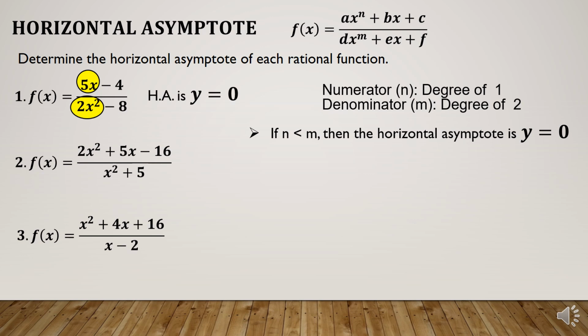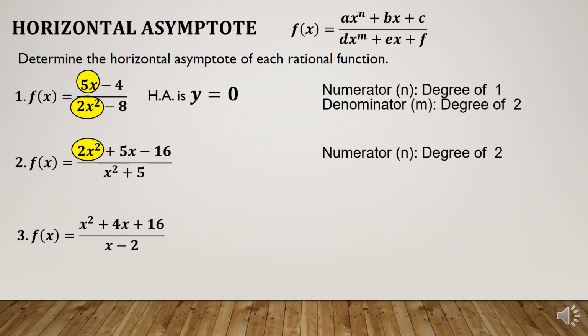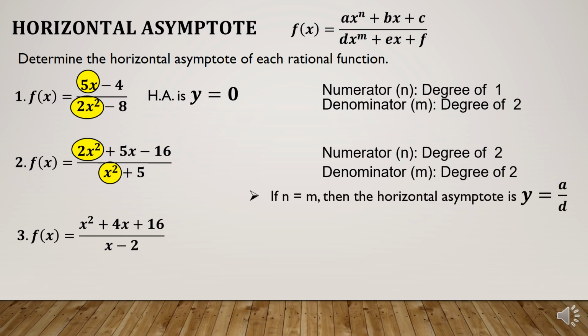Let's proceed to number 2. So, what is the degree of the numerator? Okay, very good. The degree of the numerator is 2, while the degree of the denominator is? Okay, very good. Still 2. So since you have observed that n is equal to m, then the horizontal asymptote is y is equal to a over d. Since the leading coefficient of your numerator is 2 and the leading coefficient of your denominator is 1, therefore, the horizontal asymptote is y is equal to 2 over 1, or it is equal to 2.